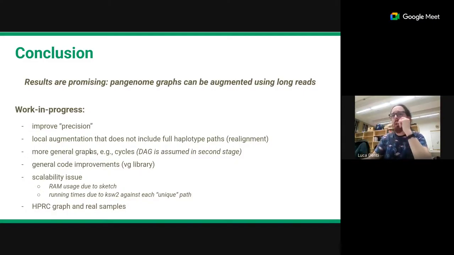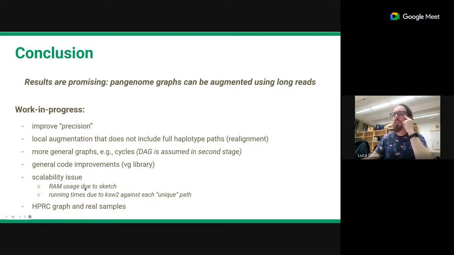And yeah, then I would like to move to more general graphs. So a DAG, as I told you before, the DAG is assuming the second stage of our approach. Then general code improvements. The code is not yet freely available because I'm working on it these days. So it will be freely available on GitHub. And we have some scalability issues.